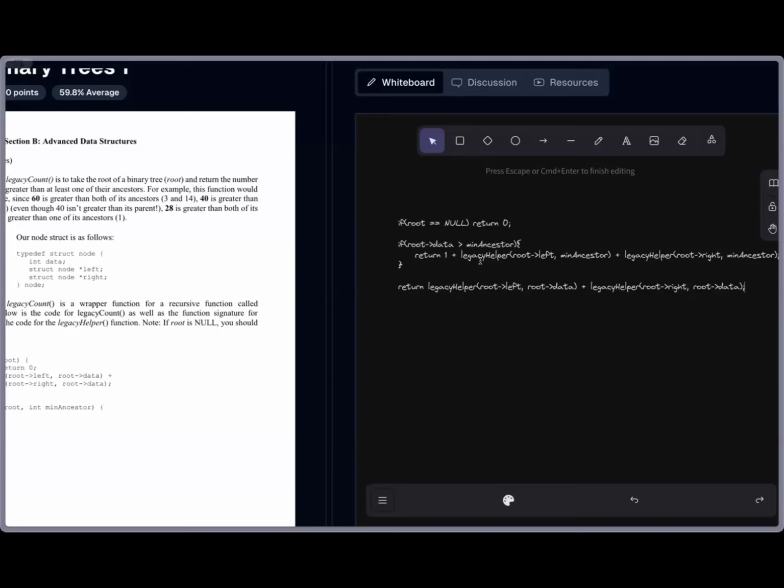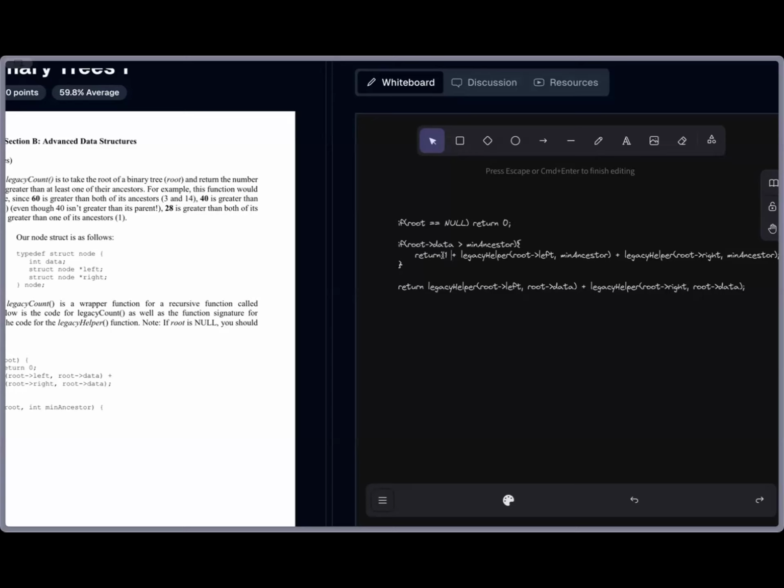Do you guys understand why we do this? Got a few yeses. Anybody have any questions? Yeah, no, we all hate recursive coding. Don't worry, it's weird. Why don't we have to update min ancestor? So okay. If the value of a current node is greater than the min ancestor, it means that the current node is greater than at least one ancestor. So here, I'll explain this from the top, which is why we add the one.